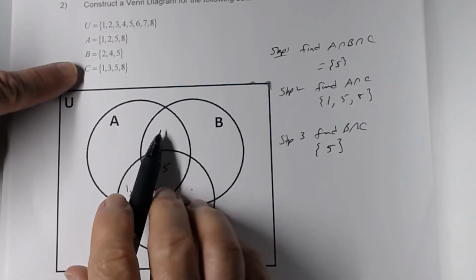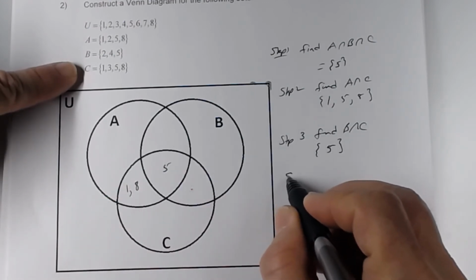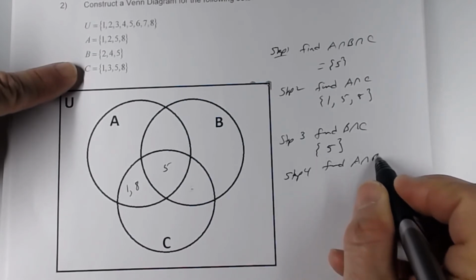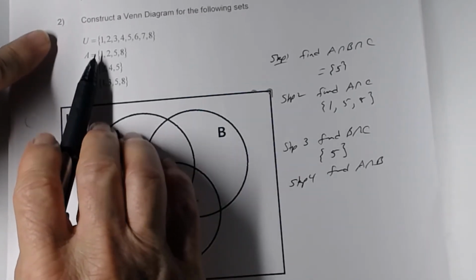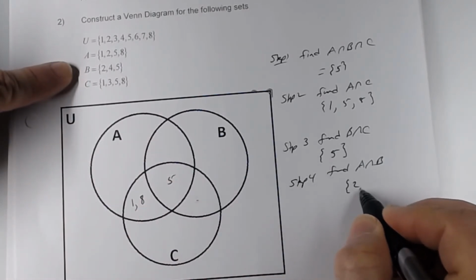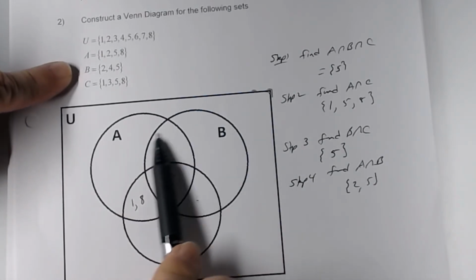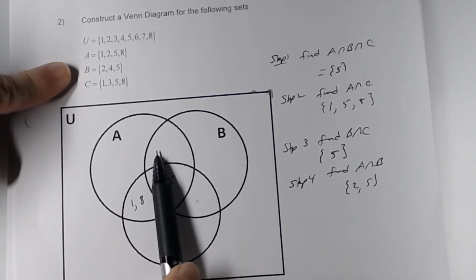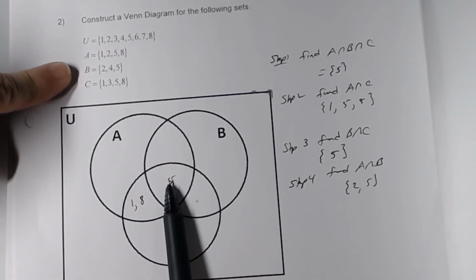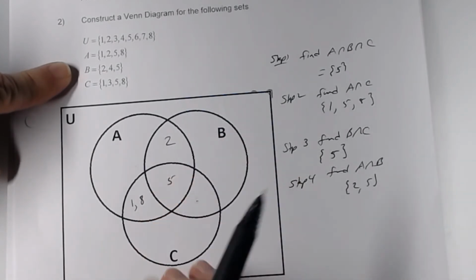What's this one here? A intersect B. So let's find A intersect B. All right. What's A intersect B right here? 2 and 5, okay. But in reality, do y'all agree that this whole thing right here is A intersect B? But this one already has a 5 in, so where do I put the 2? Right here. Okay.